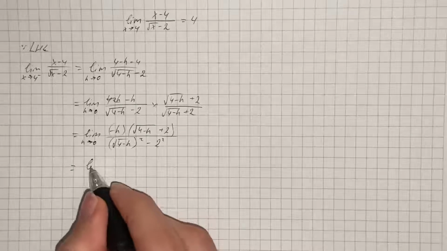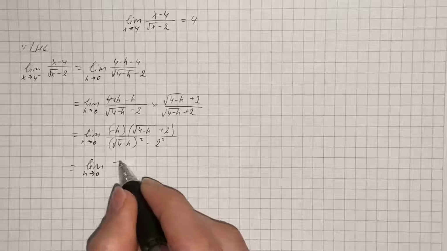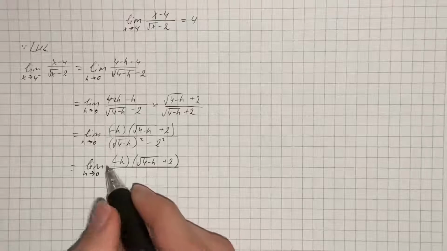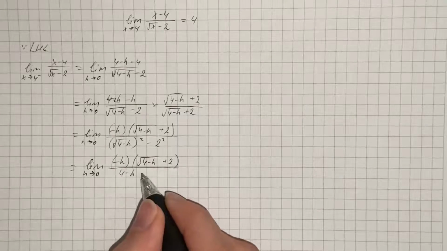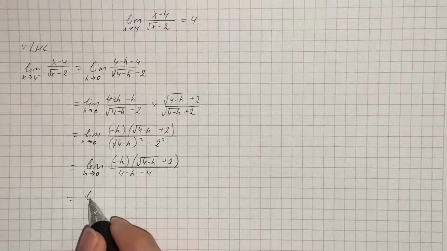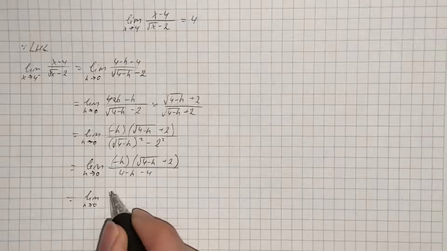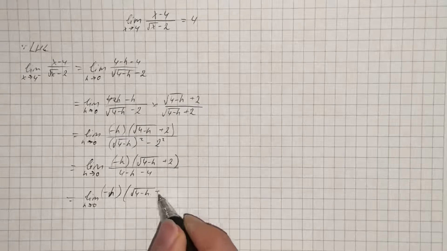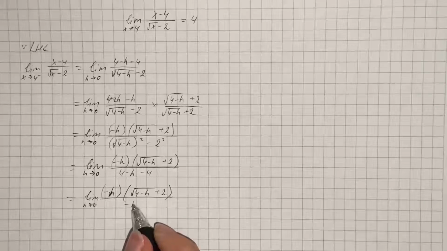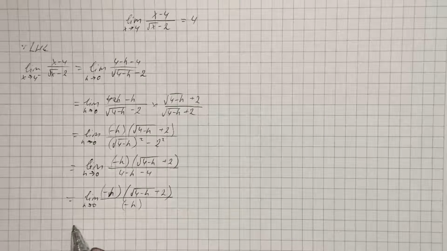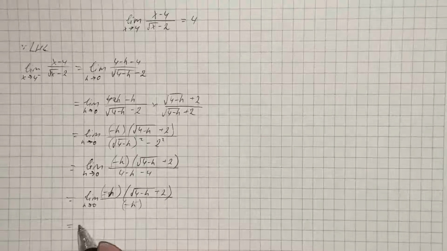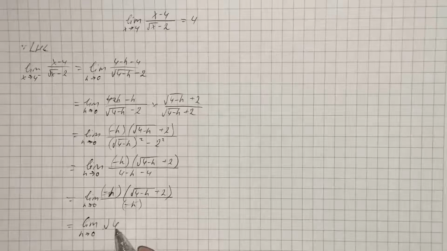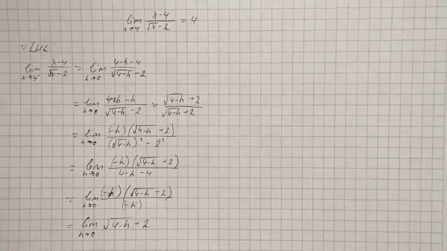So that's going to be the limit as h approaches 0 of negative h times (root of 4 minus h plus 2) over (4 minus h minus 4). So we subtract 4 in the denominator and we get just negative h. So now we can cancel out negative h and get the limit as h approaches 0 of root of 4 minus h plus 2.